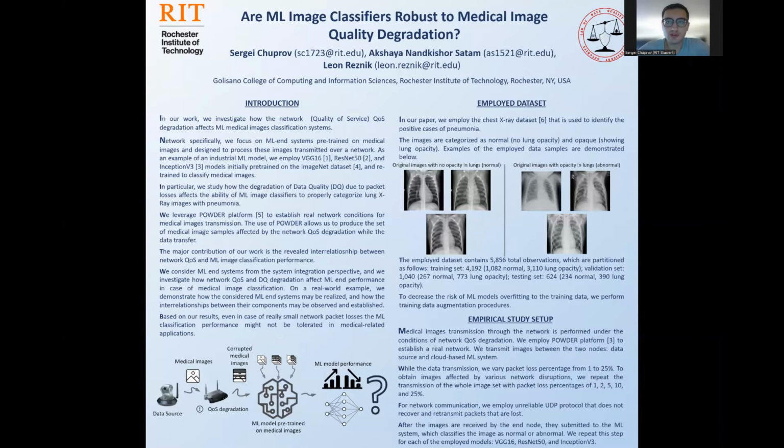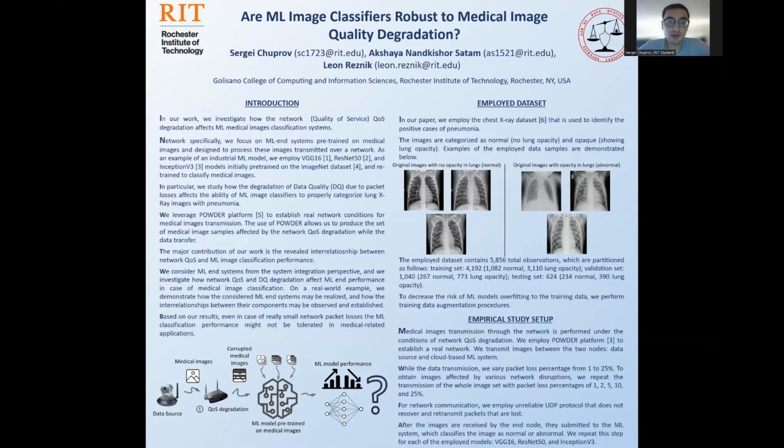I'm a second-year PhD student at the Rochester Institute of Technology, and today I want to present my poster titled "Are Machine Learning Image Classifiers Robust to Medical Image Quality Degradation?" The authors of this paper are me, Akshaya Satan, and Leon Reznik, Professor of Computer Science and my supervisor. We're all affiliated with the College of Computing and Information Sciences at the Rochester Institute of Technology.